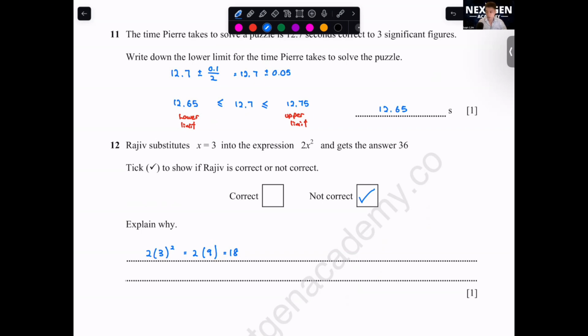Okay, what he did was 2 times 3 first, right? He read from left to right. So 2 times 3, which is 6. 6 squared will be equals to 36. Got it? Okay, so this is what Rajiv did. Okay, Rajiv did not follow order of operation. Okay, you can write this down. Okay, which is 2 times 3, then square. 6 square, which is 36, is wrong. Okay, or you can write like that. Just write some sort of explanation down.